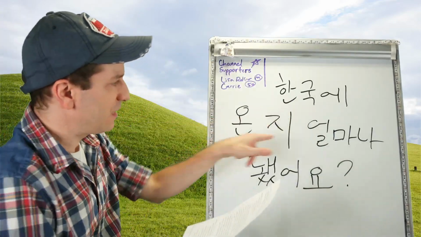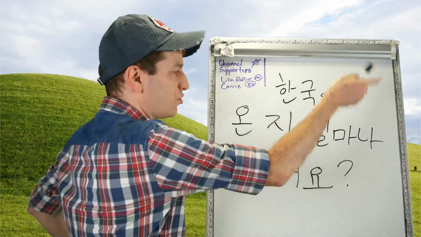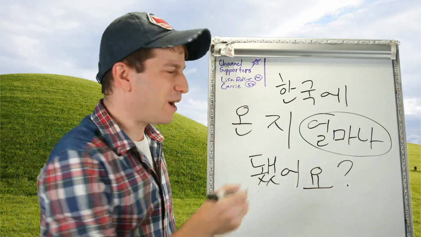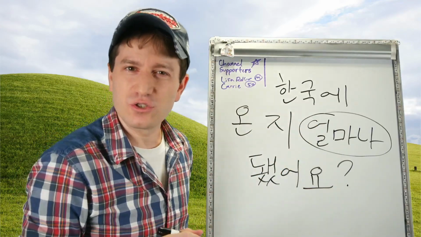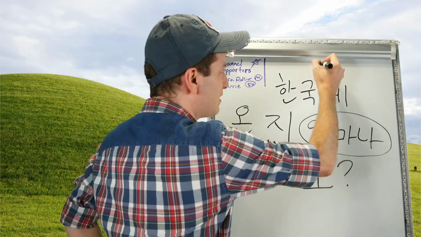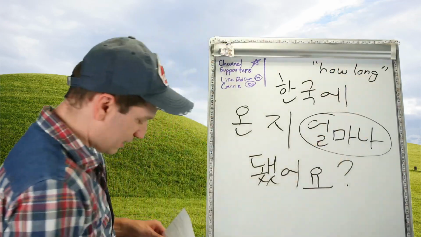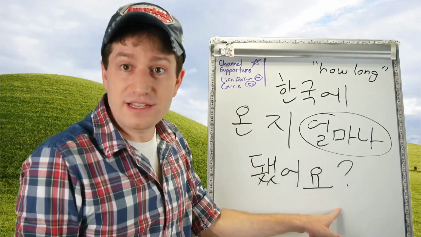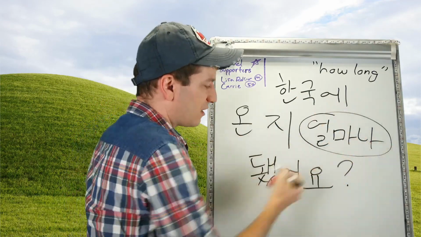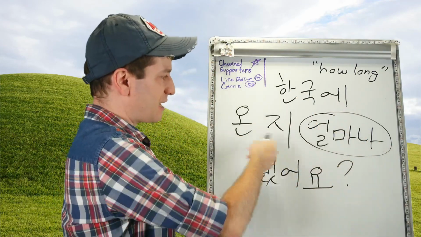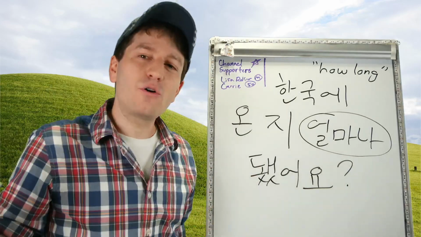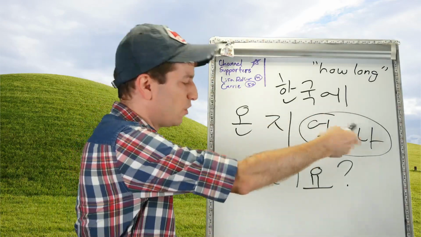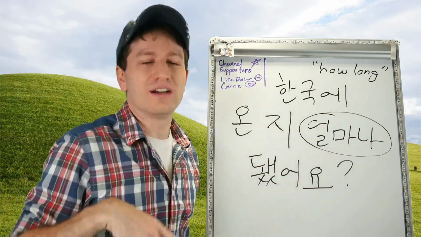한국에 온 지 얼마나 됐어요? 한국, Korea, 오다, to come, so to come here. Since you've come here to Korea, 얼마나 is the time word that you're going to use when you're asking questions. And it means how long, as in how long has it been? 얼마나, and then you would ask it as a question. 얼마나 됐어요? How long has it been? 한국에 온 지 얼마나 됐어요? So literally, how long has it been since you came here to Korea? This is how Koreans will ask you, how long have you been in Korea? 한국에 온 지 얼마나 됐어요? How long have you been here?